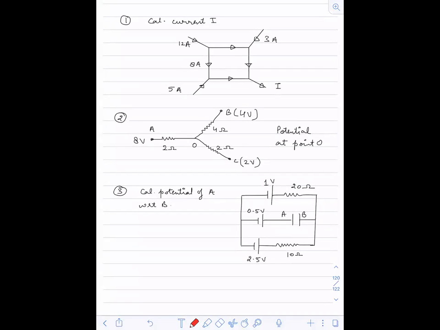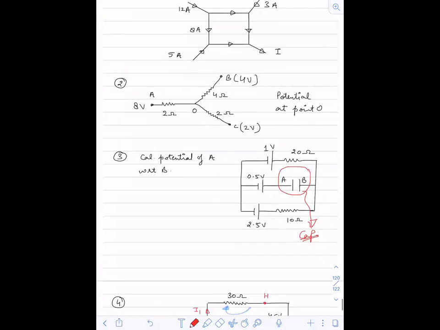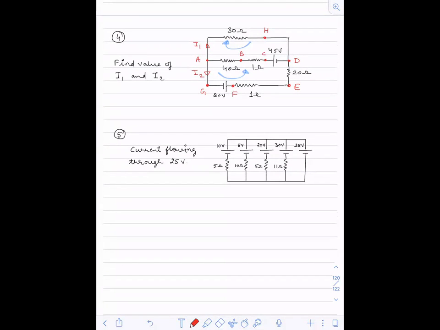In question number 3, this is a capacitor. These are the homework questions on KCL and KVL. And then these are the 2 questions on KVL and KCL. So total 5 questions on KVL and KCL concepts.